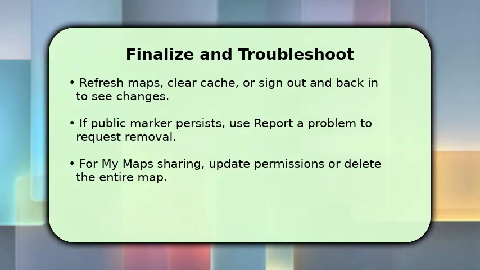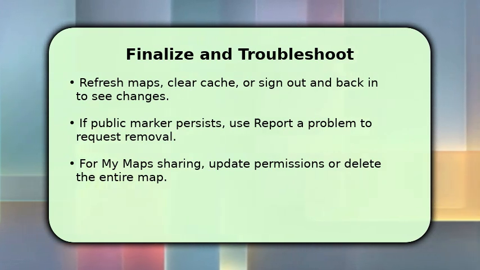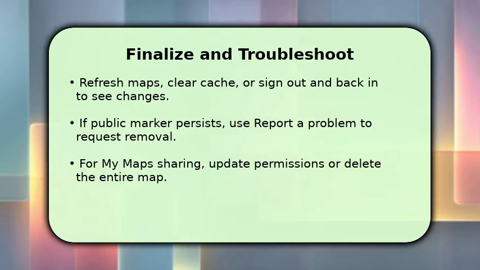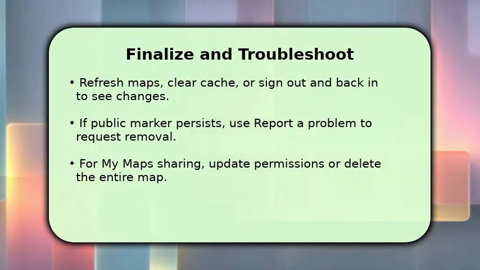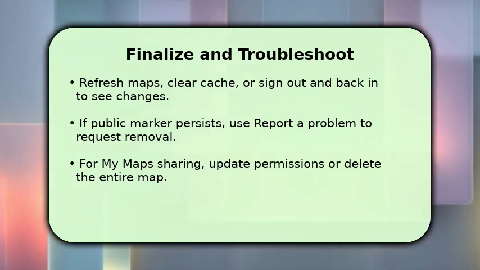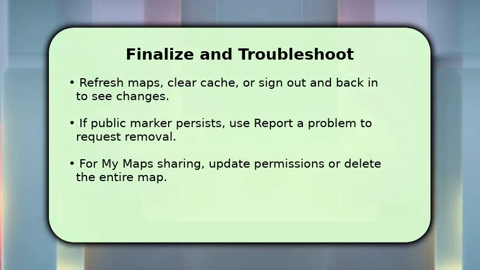If the marker still appears for others or remains public, use Report a problem from the place card and explain why it should be removed. Google reviews these requests. For shared My Maps items, change the sharing settings or delete the whole map if necessary. If anything goes wrong, make sure you're editing the correct account and retry after signing out and back in.